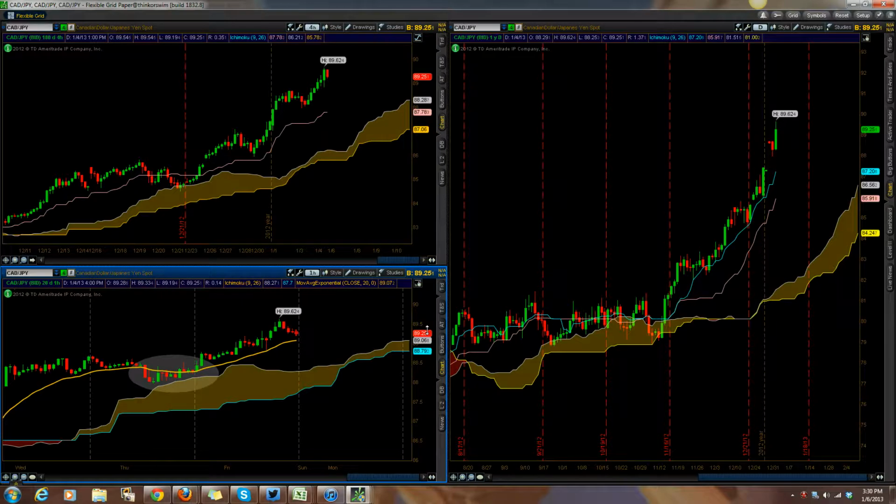You have to look at all the aspects and components of the Ichimoku, and I like it with a 20 EMA. So I think it just bodes well for my analysis on the hourly chart.